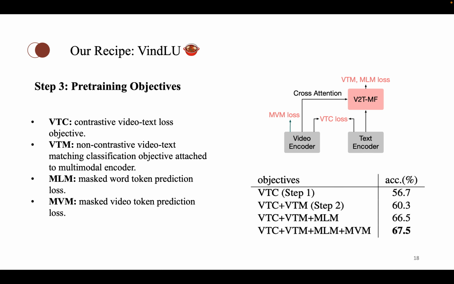This table shows the results. VTM and MLM objectives lead to a significant improvement, 4% and 6% respectively. The improvement from MVM is only 1%, which is a bit marginal.